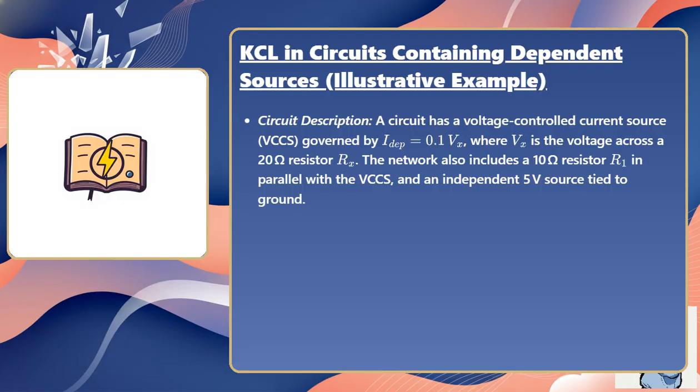Circuit description: a circuit has a voltage-controlled current source, VCCS, governed by I_dep equals 0.1 V_x, where V_x is the voltage across a 20 ohm resistor R_x. The network also includes a 10 ohm resistor R_1 in parallel with the VCCS and an independent 5 volt source tied to ground. Goal: find the current through R_1.